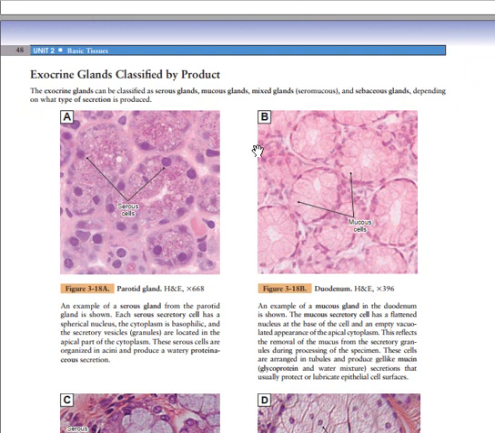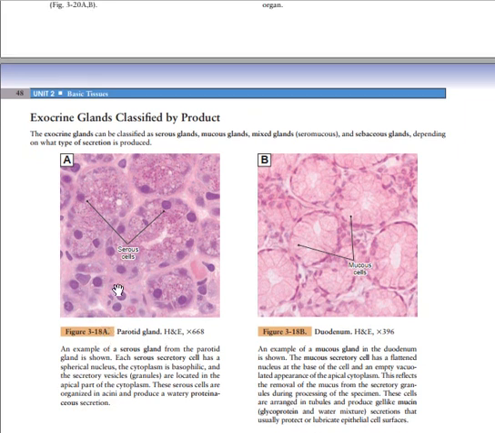For the specific image, you need to know that this is an example of a parotid gland. The parotid gland is an example of a serous gland. So in a serous gland, how does it appear? This is a small image. Inside here is a lumen. Here are the glandular cells just above. Those cells are serous cells.